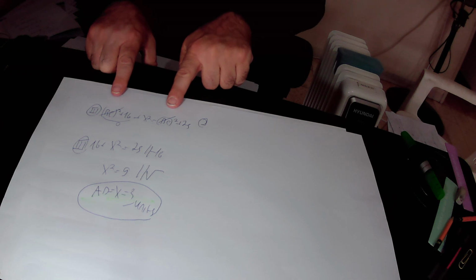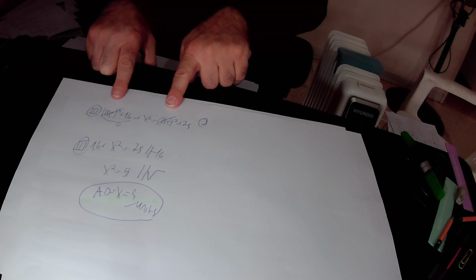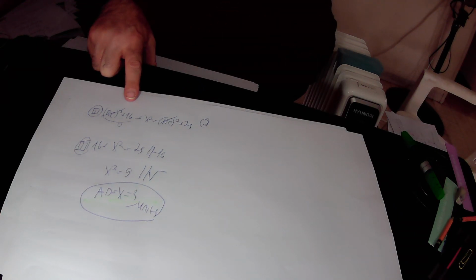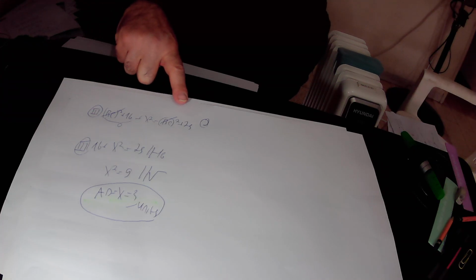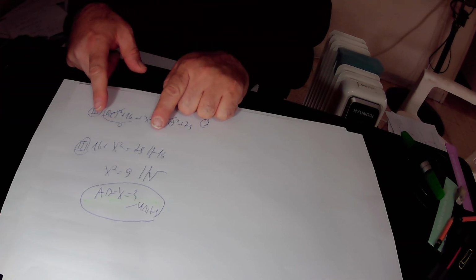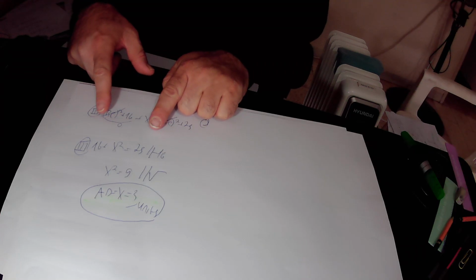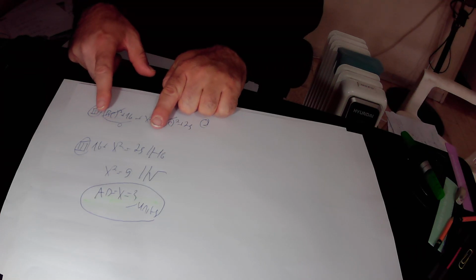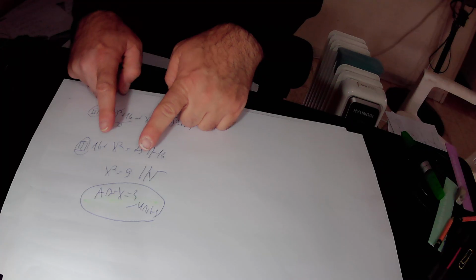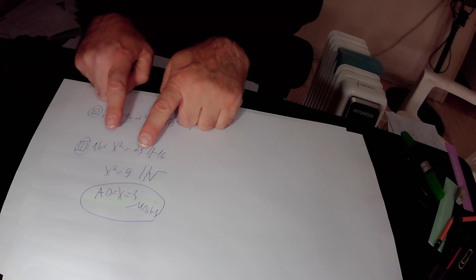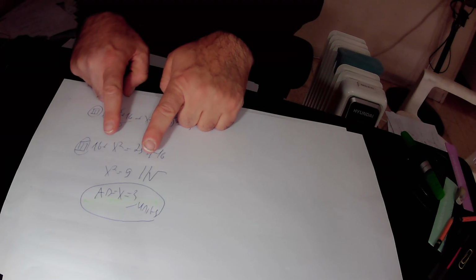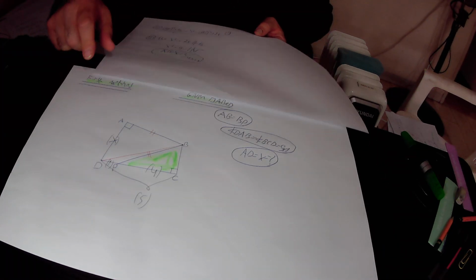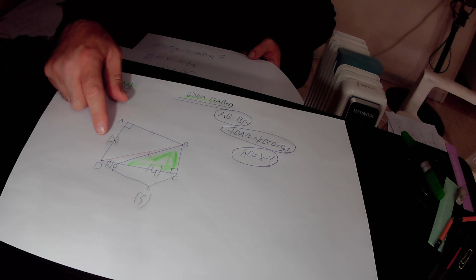Here we have BC squared on both sides of this equation, so BC squared gets cancelled. On this side we are left with 16 plus x squared, while on the other side we are left only with 25. So 16 plus x squared equals 25. We subtract 16, and x squared equals 25 minus 16, that is 9. Taking the square root, x equals the square root of 9, that is 3. So the length of this line AD, which is x, equals 3 units.